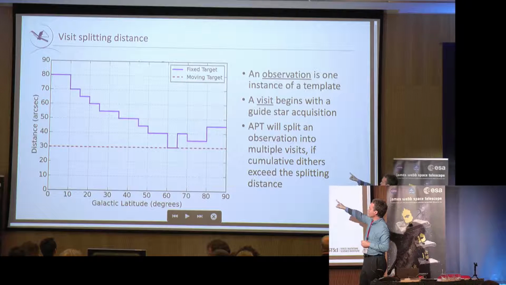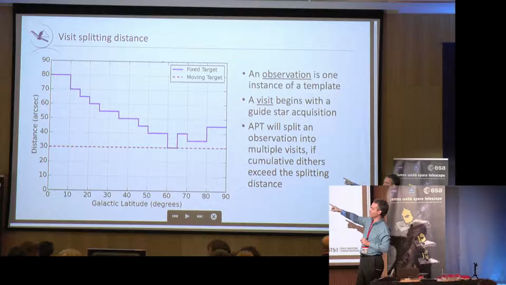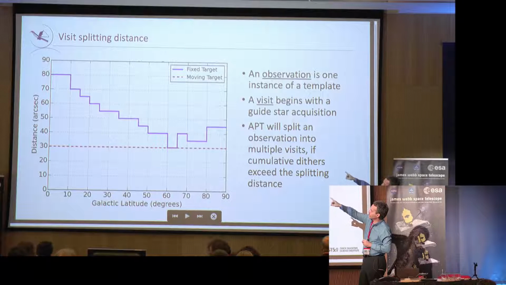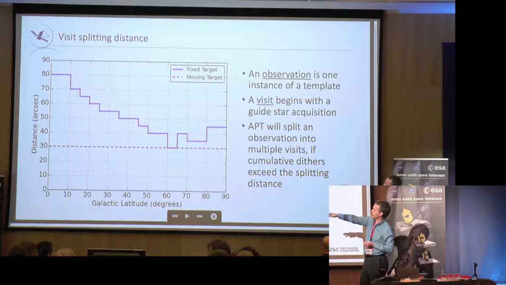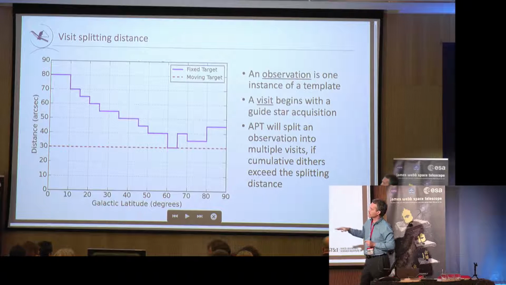APT will split an observation into multiple visits if the cumulative dithers exceed whatever the splitting distance is. And the splitting distance is given in this plot, which you can try to find in JDocs. It's a good scavenger hunt. I actually had trouble finding it, but I know where it is now. We're going to make it easier to find. On the y-axis is the splitting distance. It ranges between 30 arc seconds and 80 arc seconds. And you saw on the previous slide that in my case, the LMC, it was 55 arc seconds. The x-axis is galactic latitude.